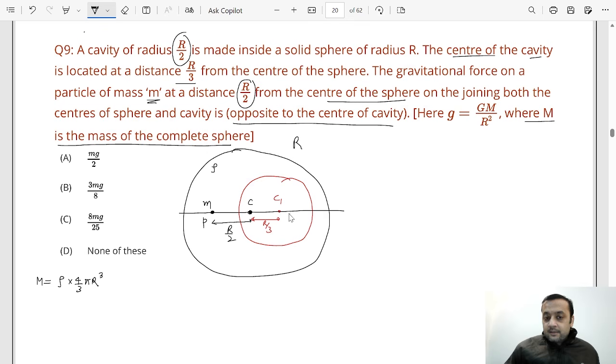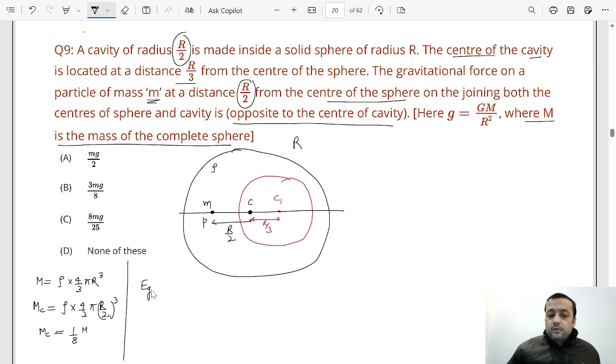Now look, what is the mass of the cavity? Mass of the cavity will be rho into 4 by 3 pi into r by 2 cube, because the cavity has a radius of r by 2. That means this becomes 1 by 8 times, because 2 cube will be 8, into the remaining thing, which is the mass of the sphere. So basically the mass of the cavity is 1 by 8 times the mass of the sphere. Now how do we write the gravitational field at the point P? So let us say the gravitational field is Eg.